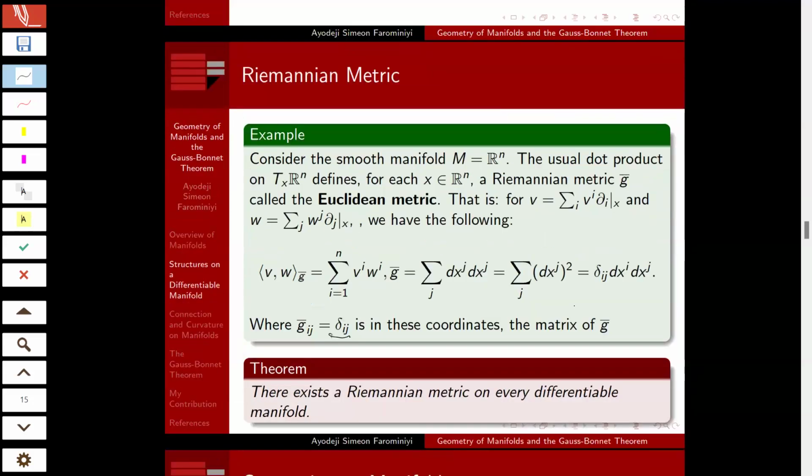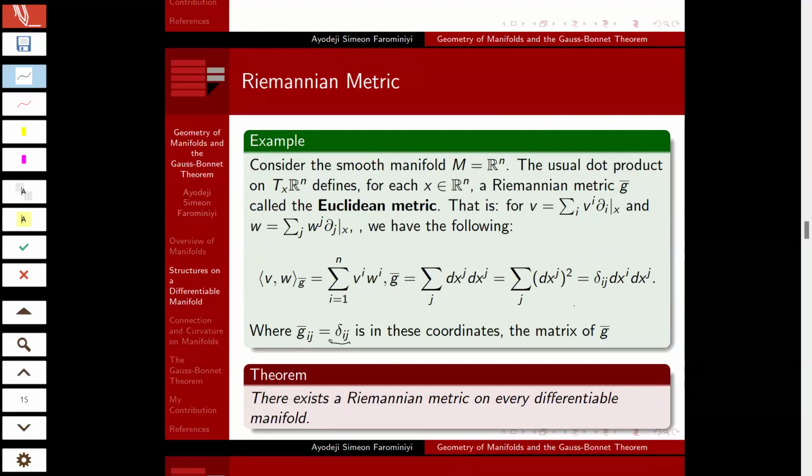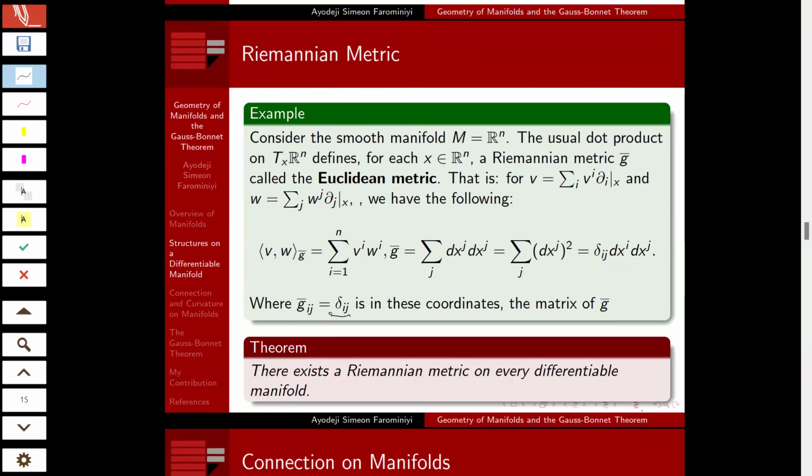This important result is telling us that there exists a Riemannian metric on every differentiable manifold. To prove this, we only need to use the partition of unity to glue together all the metrics that are available by the embeddings or homeomorphisms between the manifold and the Euclidean space, since we know that there is a Euclidean metric on the Euclidean space.